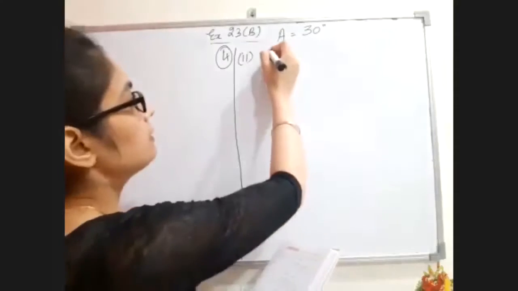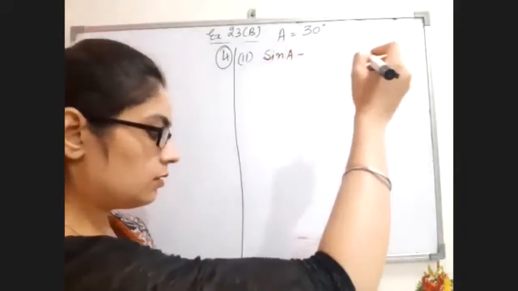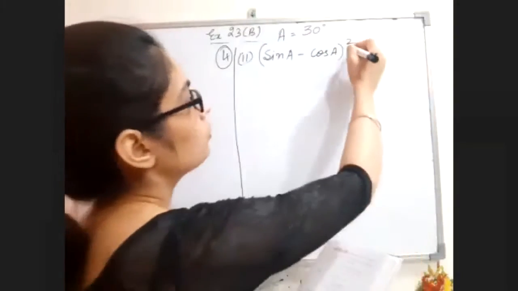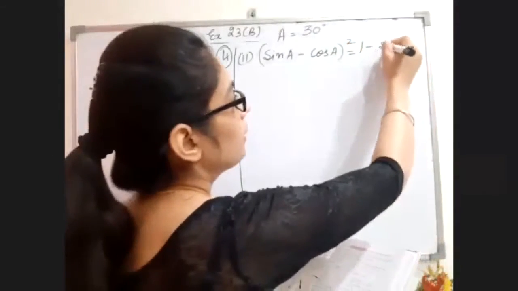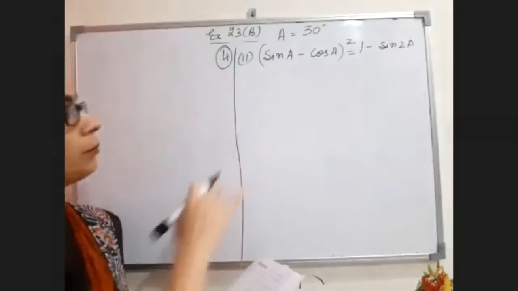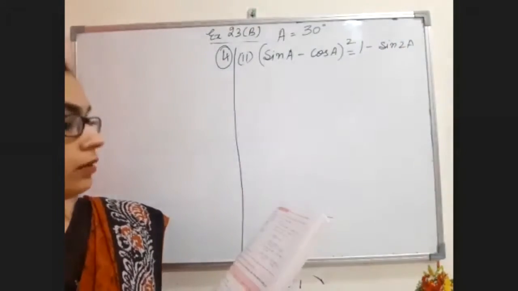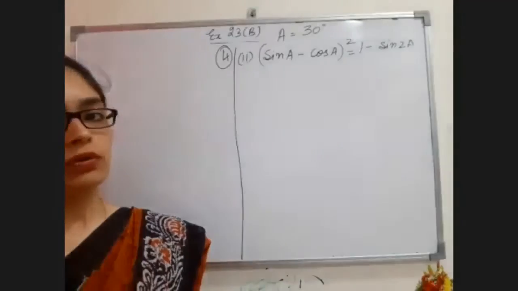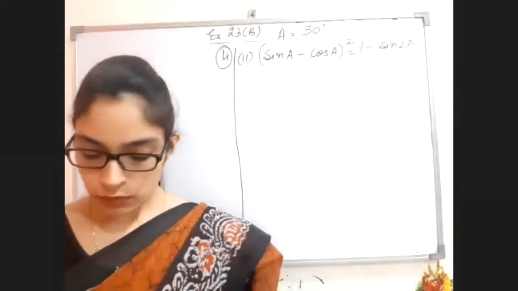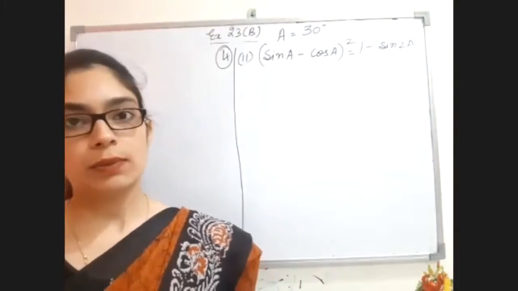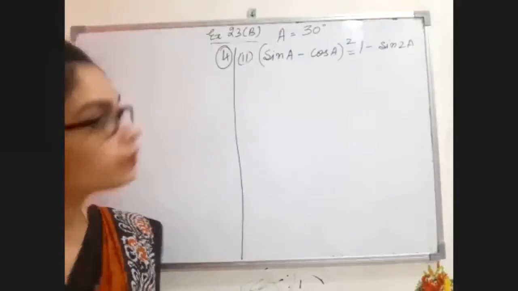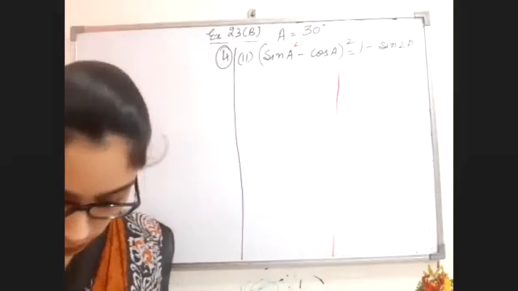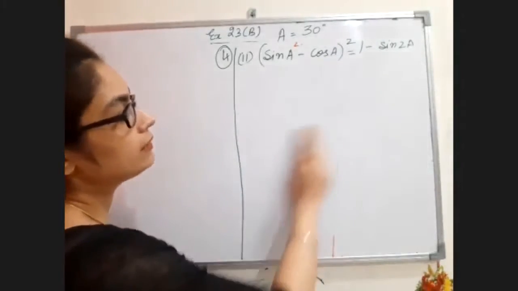So the second part says that (sin A minus cos A) whole square equals 1 minus sin 2A. Just keep on checking my signs and everything. So we have to show. See, in this question also we have to show. Wherever show is there, we have to prove left hand side equals right hand side. Individually let's solve. This is the left side and that is the right side.